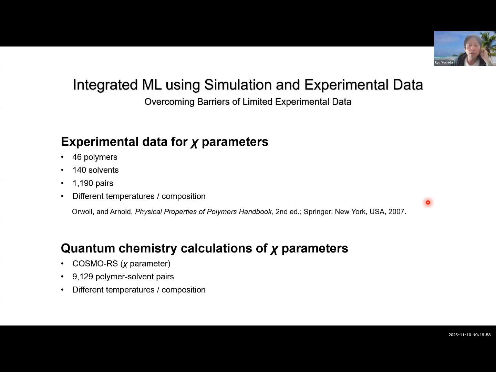To address this challenge, we performed integrated machine learning using data from simulation and experimentation. Experimental data for the chi parameter is quite limited, consisting of nearly 1,000 pairs of polymer and solvent. Again, using this dataset only, the resulting machine learning predictive model's applicability domain is limited to a narrow region in the entire material space. So in order to overcome this limitation, we generated data from quantum chemistry calculations, which were used to computationally evaluate the chi parameter for nearly 10,000 polymer-solvent pairs. These two datasets were combined to train the machine learning predictive model in order to overcome the barrier of limited data from real-world applications.